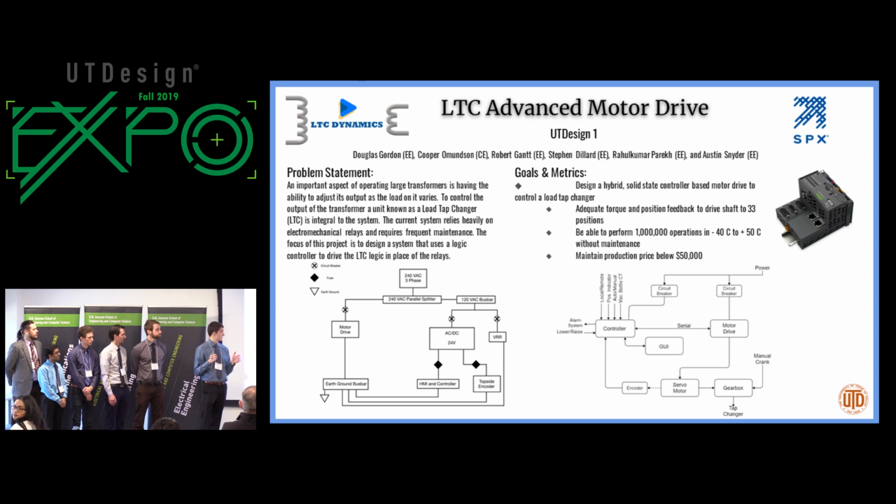There are some metrics that we had to meet for this project. It needed to have the correct amount of torque, which was about 110 foot-pounds. It needed to be able to monitor all the positions that the LTC will have, which is a total of 33 positions. We did that by having encoders and other sensors. It needed to be able to perform 1 million operations without maintenance, have an operating temperature of -40 to 50 C, and our prototype needed to be less than $50,000.